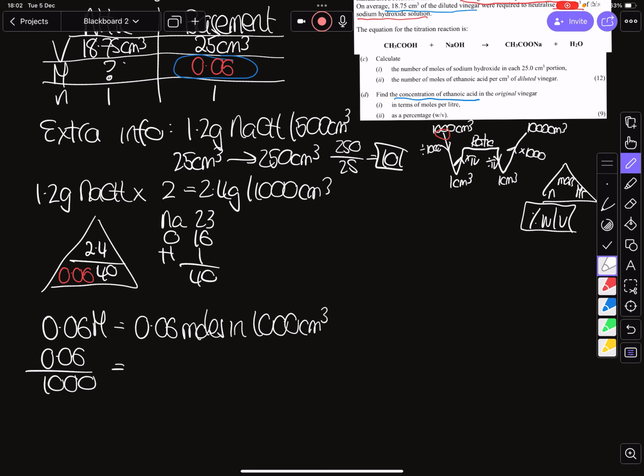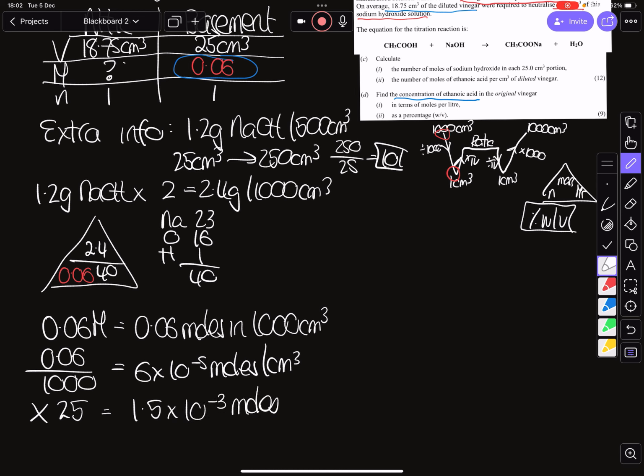So it's going to give me 6 by 10 to the minus 5 moles in a centimetre cubed of sodium hydroxide. So we've now gone to here. My next piece of maths is I have to multiply by my titre volume, which in this case is 25 centimetres cubed. So when I do that, I get 1.5 by 10 to the minus 3 moles, and that is in 25 centimetres cubed. So that's a titre volume.